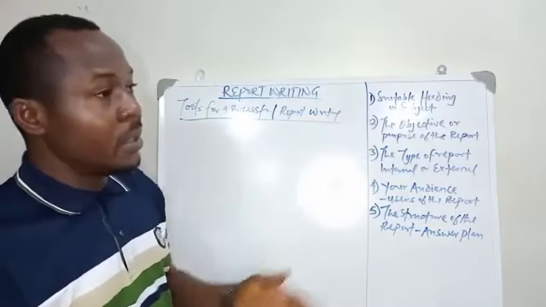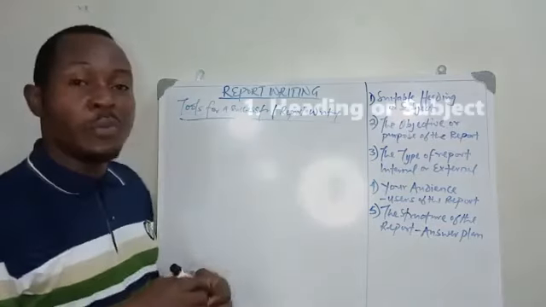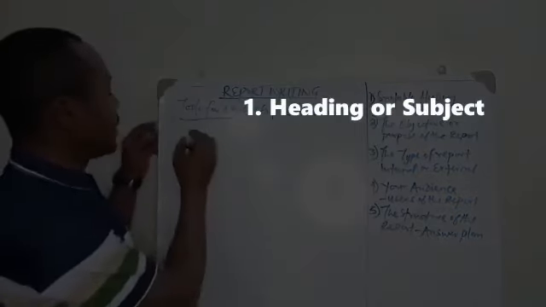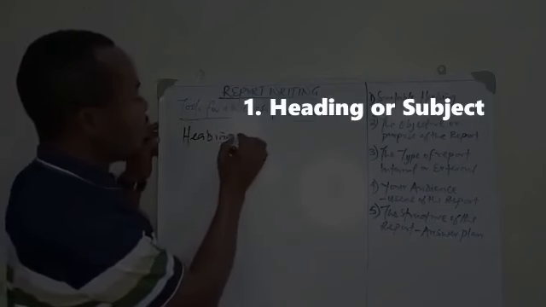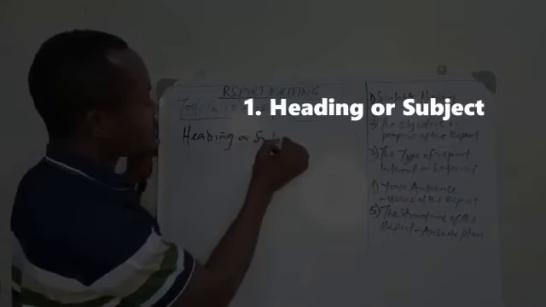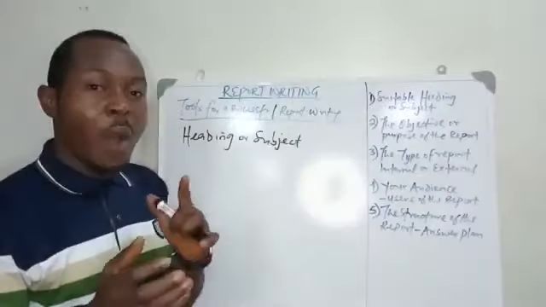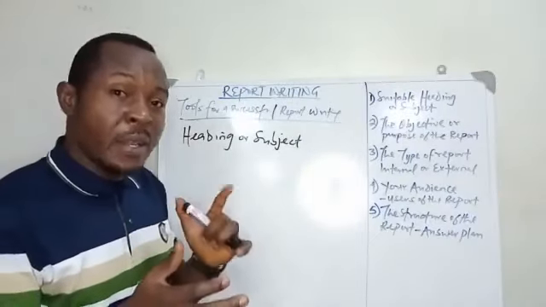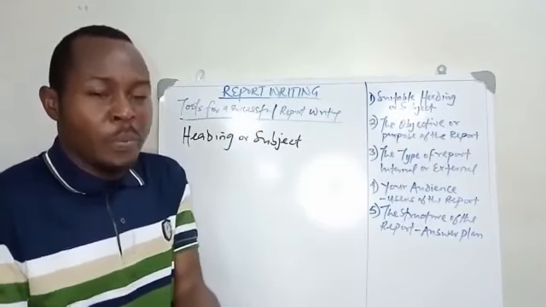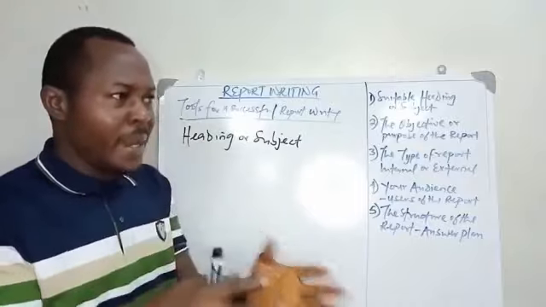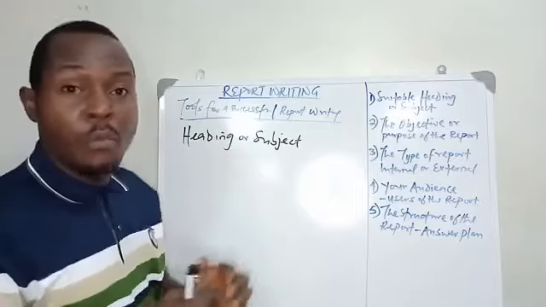I've listed them on the right-hand side of the board. Number one is a suitable heading. You must have an appropriate heading, or what you call the subject. Your subject must, number one, be captivating. Your subject must tell us what we are expecting in your report. What is actually on your mind about this report? What are we expecting in your report? Your subject must be able to tell us.